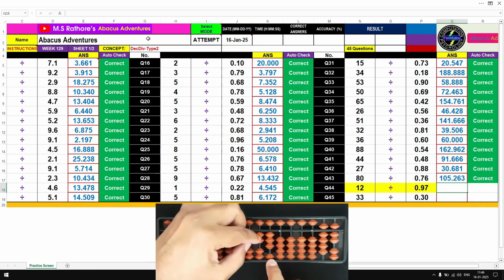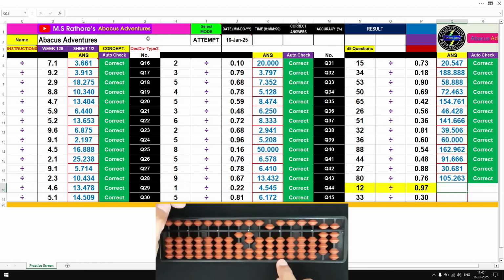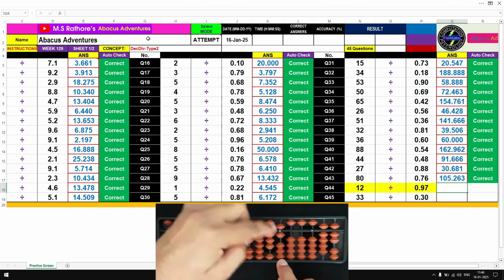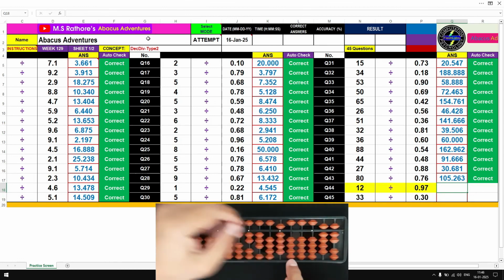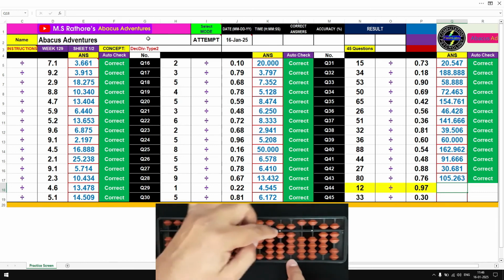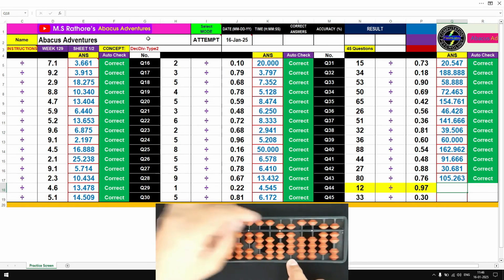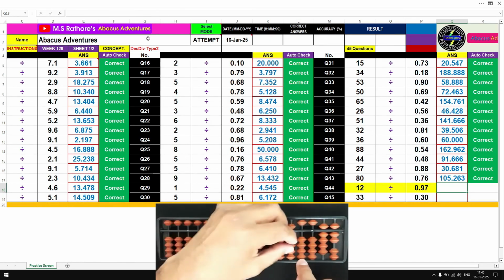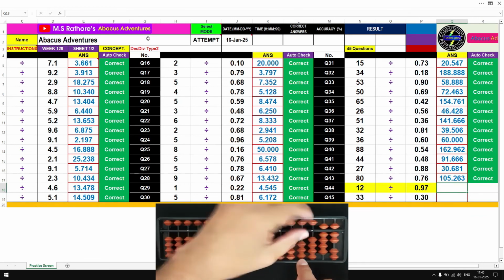9 twos are 18, shifted. 7 twos are 14. New value is 36. 9 threes are 27. 7 threes are 21. New number is 69. 9 sevens are 63, shifted. 7 sevens are 49.